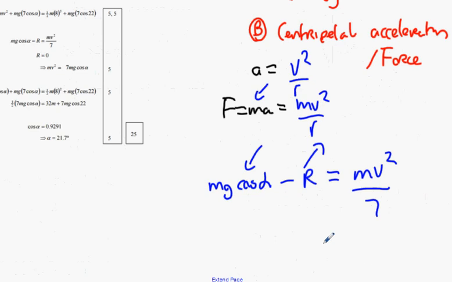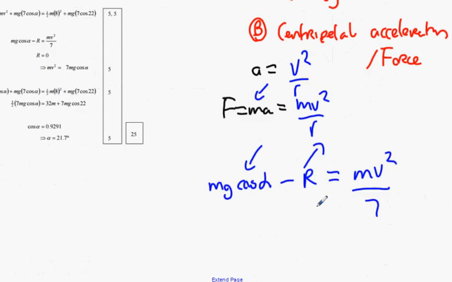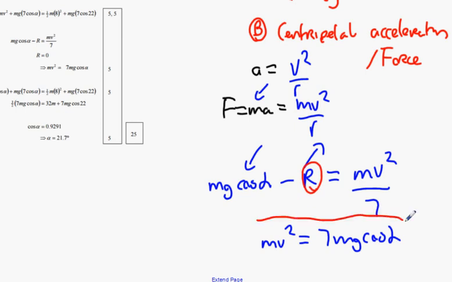Now, cross multiply up. Now the trick is, do you know the point of leaving, the point of lifting off the slope? So where does it say that we're about to leave? Skier loses contact. What does loses contact mean? R equals 0. Perfect. That R is equal to 0. So we're going to get mv squared equals 7 mg cos alpha, because that R there turns to 0. And that's one of our equations. That's our equation using the centripetal acceleration. Okay? So that's all that working there.